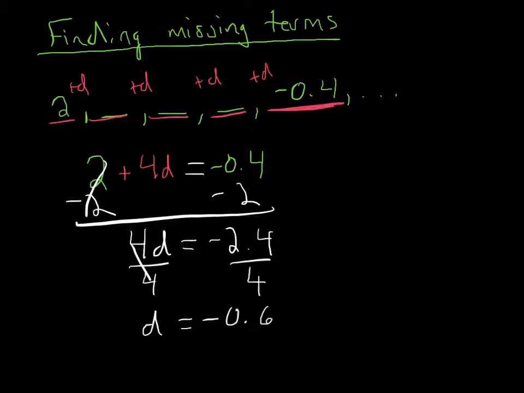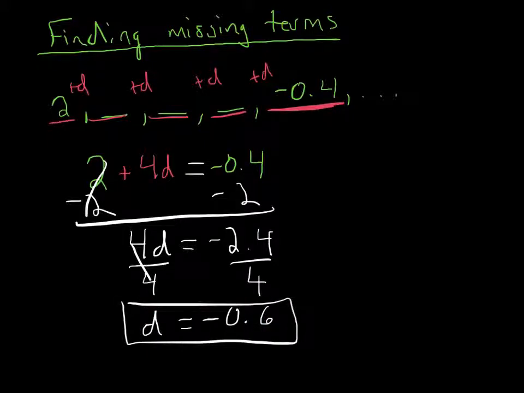Okay? Now, you should be able to tell that this is going to be negative. You shouldn't have to go through this whole thing. If we look at this, we're starting with 2 and we end up with a negative 0.4, so this is smaller. So if it's getting smaller, we know our common difference should be negative. So that's a thing to check out.